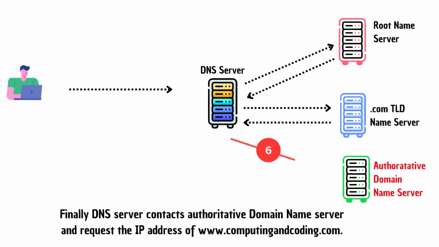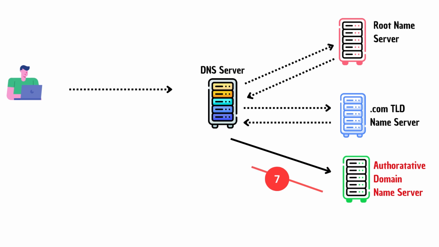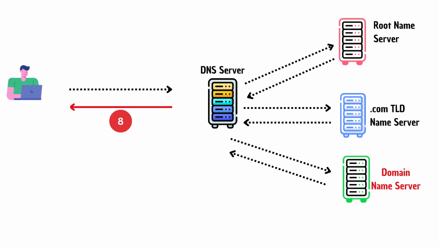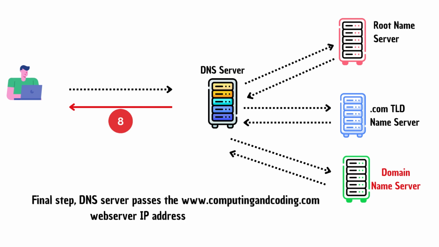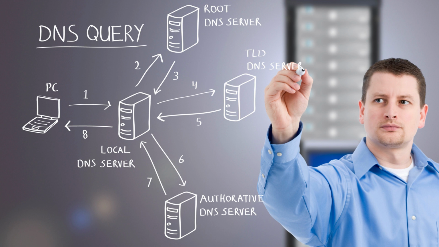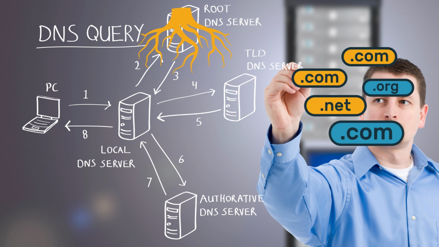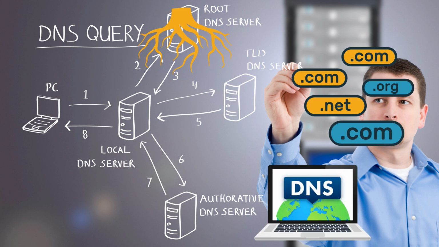Provided with the information from the TLD server, the local DNS server reaches out to the authoritative DNS server for the domain in question. The authoritative DNS server finally supplies the IP address for the requested domain back to the local DNS server. Now receiving the IP address, the local DNS server can provide the client device with the information needed to connect to the desired website or service. And that's how the domain name system works. Through this hierarchical process involving root servers, TLD servers, and authoritative DNS servers, your device can resolve domain names into IP addresses, enabling you to access the vast expanse of the Internet.